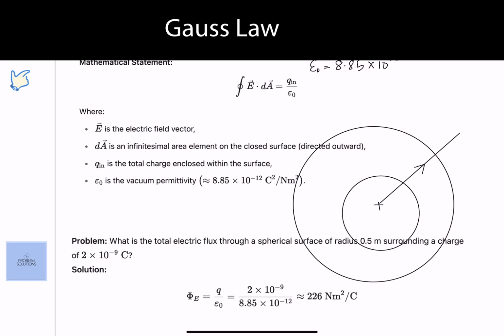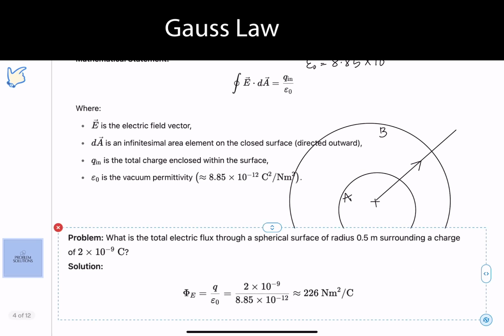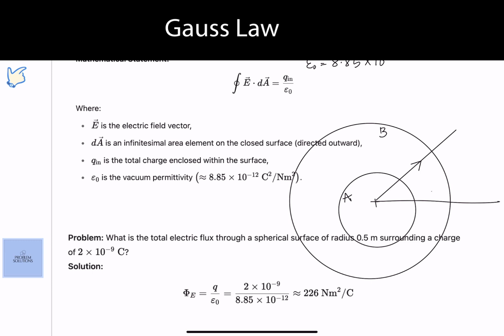Because whatever is the electric flux passing through surface A must be the flux passing through surface B. Because when you consider all the field lines, everything that passes through A also passes through B. I hope that is clear enough.